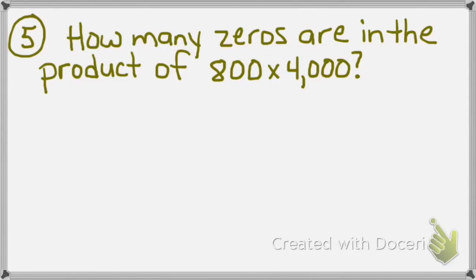Example 5 is another type of problem that may trick you also. You can't always assume you know what the answer is. You need to solve a problem like this to be sure. Number 5 says, how many zeros are in the product of 800 times 4,000?